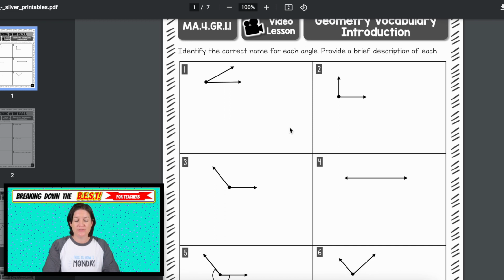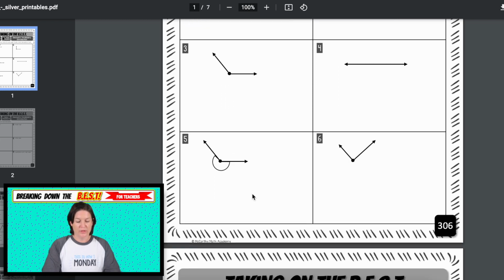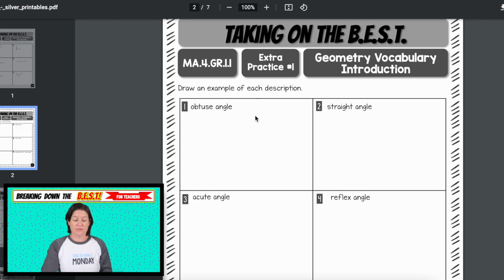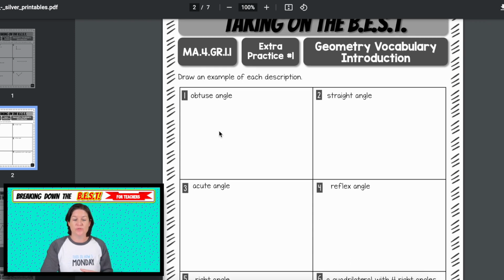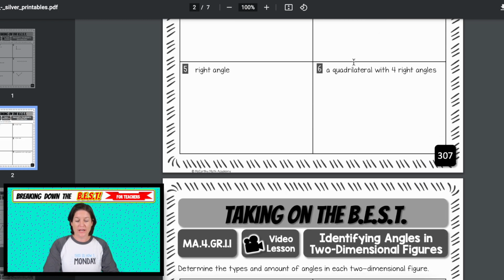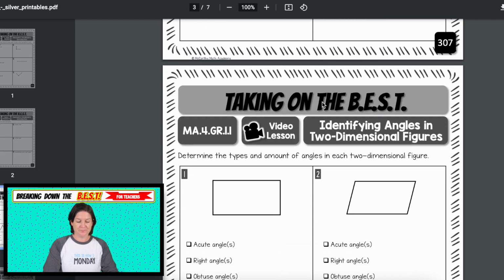So this is the video lesson where we're identifying the correct name for each of the angles and providing a brief description of each. So we'll do that in the video lesson. Students will just take down their notes, and then they'll use their notes to draw an example of each description. Because remember to draw examples of each. Practice drawing what an obtuse angle looks like. Practice drawing what a straight angle looks like. Or a quadrilateral with 4 right angles.